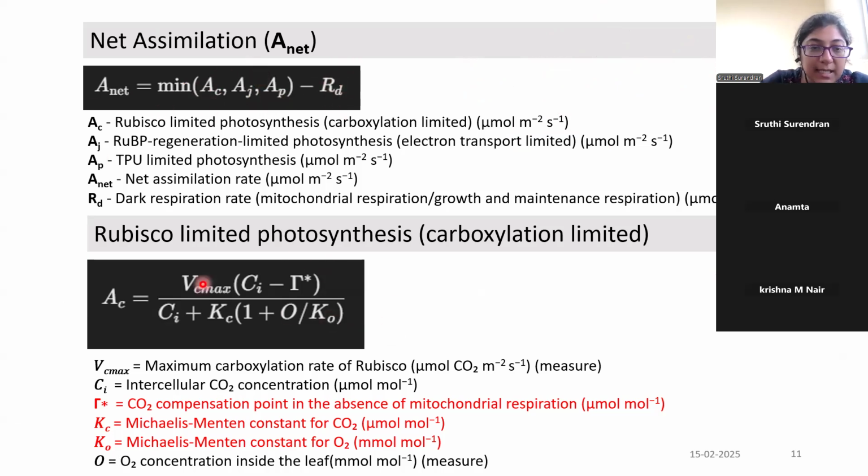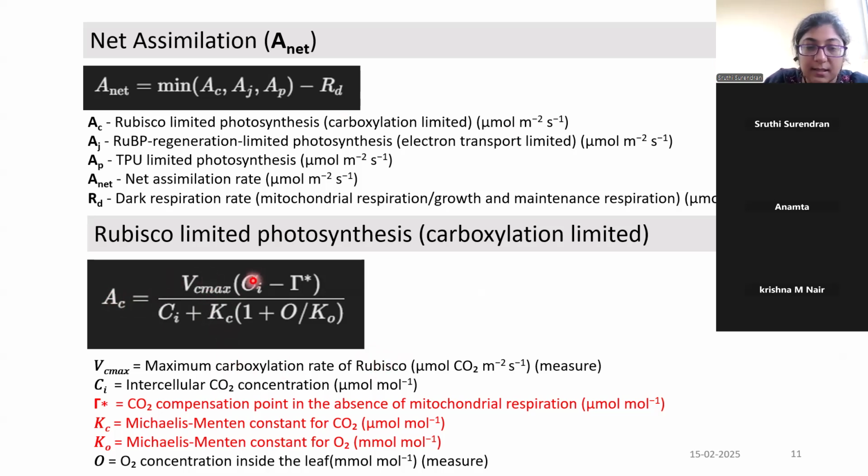So for calculating AC, we have this formula. The Rubisco limited photosynthesis is given by this formula, where AC is the rate of Rubisco limited photosynthesis. VC max is a parameter that is giving us the maximum carboxylation rate of Rubisco. That is, how fast is Rubisco able to make the carboxylation reaction happen? What is the maximum rate of reaction as a result of Rubisco is what VC max is.